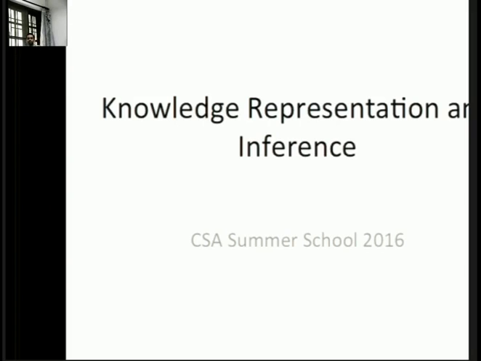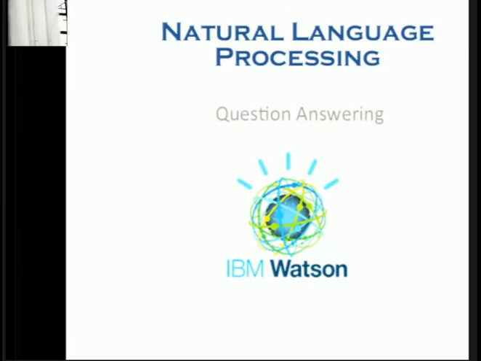Right. Okay, so I'll be talking about the SAIS knowledge representation and inference. Basically, the knowledge we're talking about can come from different modalities. It can be an image, it can come from text or audio, anything. For this talk, we'll restrict it to text. Hence, I'll talk a little bit about natural language processing.